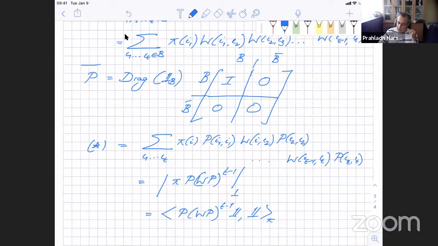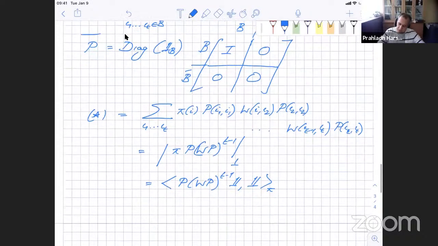Okay, where 1 is just the all ones vector. Any questions so far? Okay, so we want to bound this. To bound this, we want to put an upper bound on it. We have an inner product. A natural thing to do is Cauchy-Schwarz. So let's apply Cauchy-Schwarz, but let's be a little clever before applying it.